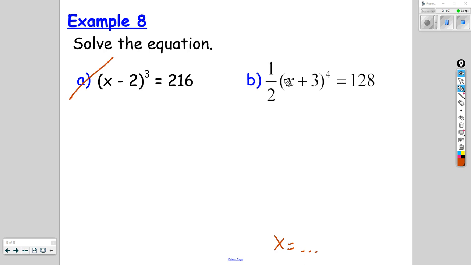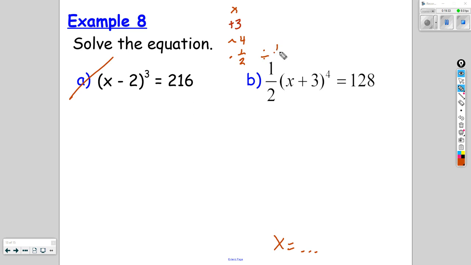In order to do that, we've got to strip away some of these parts. We've got to undo these operations in the opposite order that they occurred. If we're thinking about building this equation, we start with x, we add 3, and then this quantity gets raised to the fourth power, and then we multiply by 1/2.